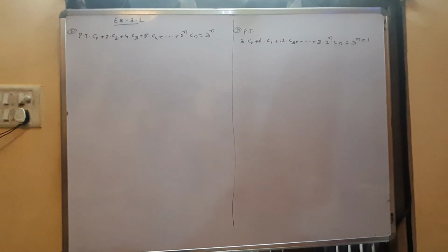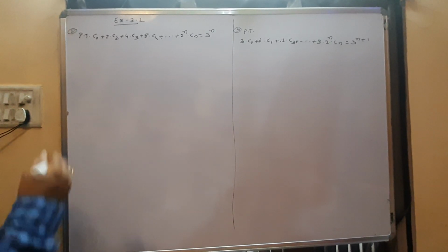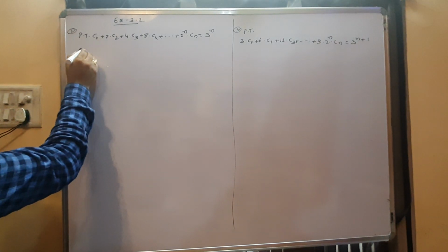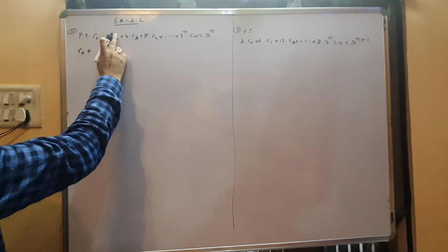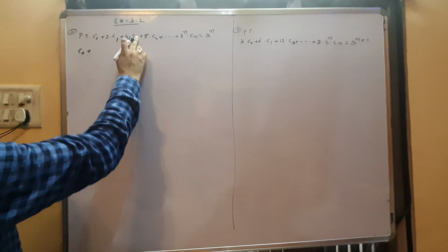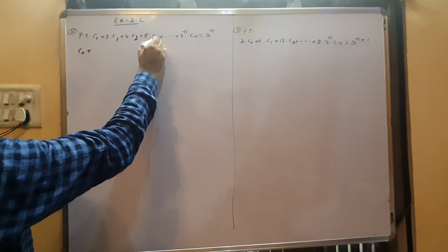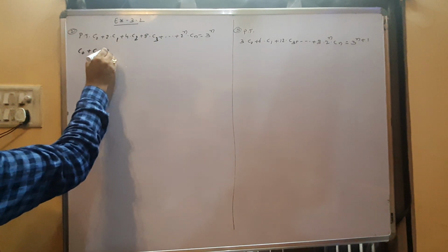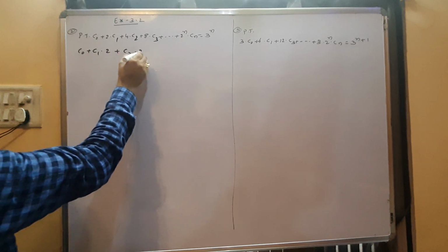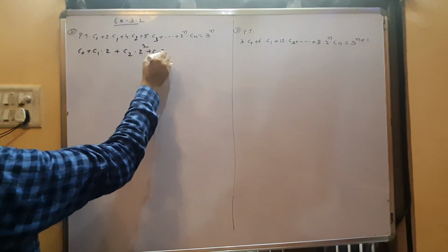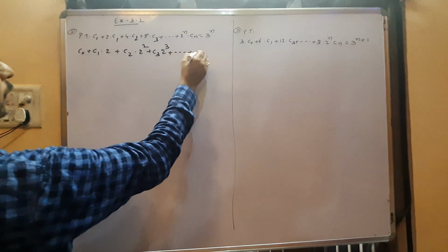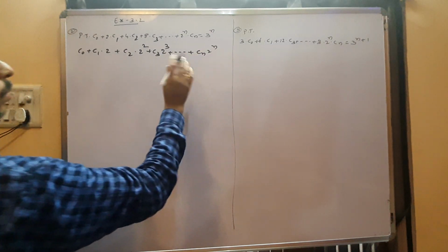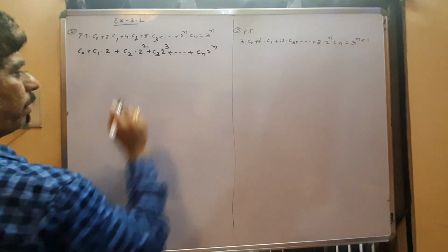Coming to the next SAQ, the second one. You have to observe this: C0 + C1, C2, C3 ... C1 into 2 plus C2 into 2 square plus C3 into 2 cube plus and so on, Cn into 2 power n. You have to prove this is equal to 3 power n.